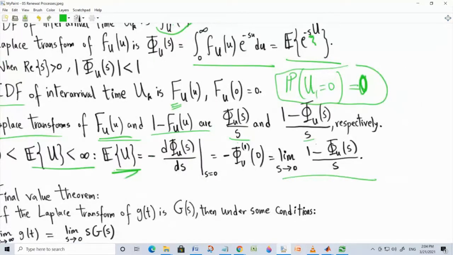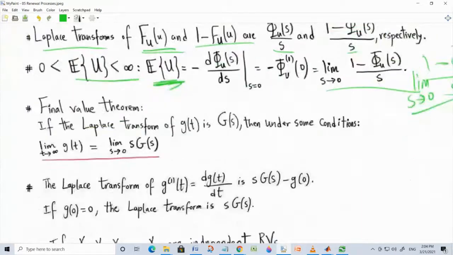Okay, so again, you can take it for granted that if you have a Laplace transform and if the first moment is finite, you can get the first moment: you take 1 minus the Laplace transform, divided by s, then you take the limit as s goes to 0. This will give you the first moment.